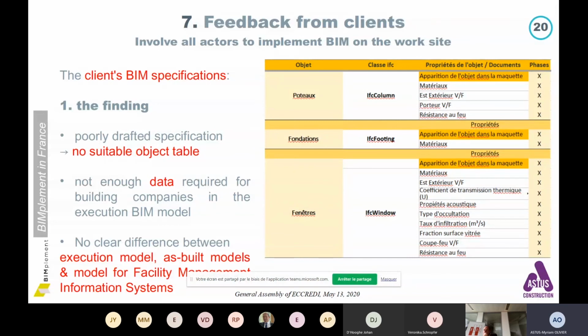And the second point is that clients don't specify their need in terms of execution model first, then as-built model, and then the facility management model. They consider it the same, but it's not, because the aim of each model is not the same. The objectives are different. And it has to be written down in the BIM specification so that each stakeholder knows at each phase what should be included in the BIM model, including, of course, building companies.